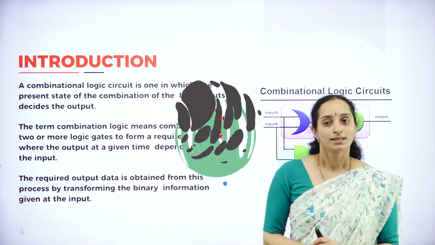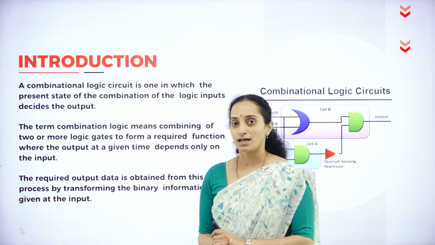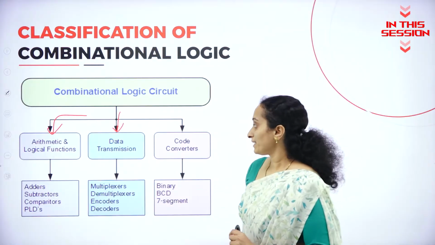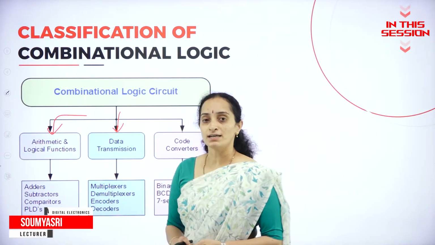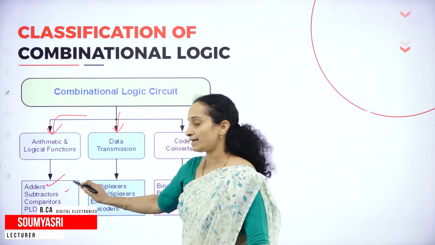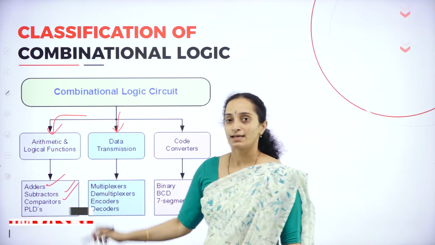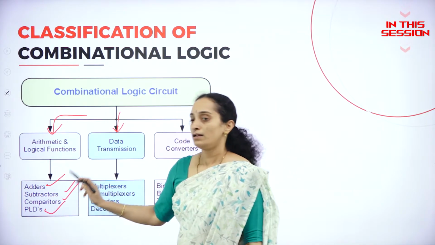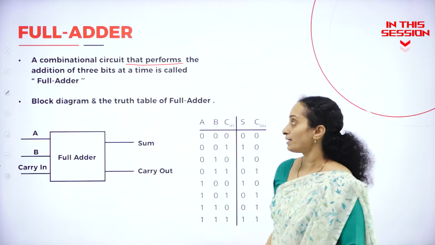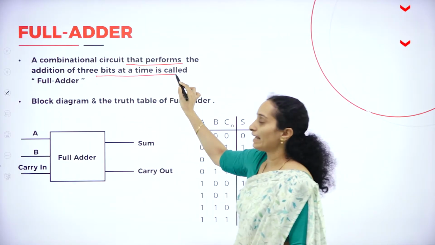Circuit means the connection of gates and the wires is called as the circuit. In arithmetic and logic operations, we have the circuits like adders, subtractors, comparators, and the logic devices. It is a combinational circuit that performs the addition of 3 bits.